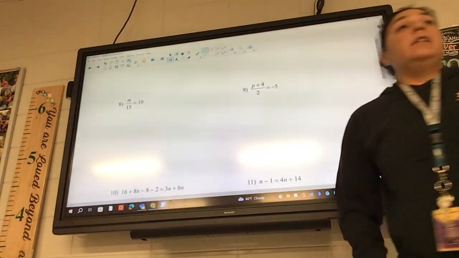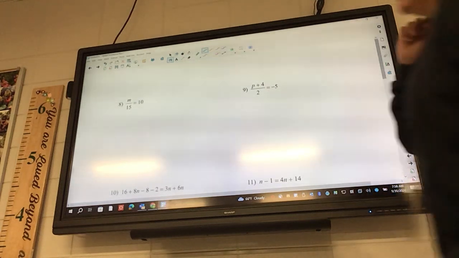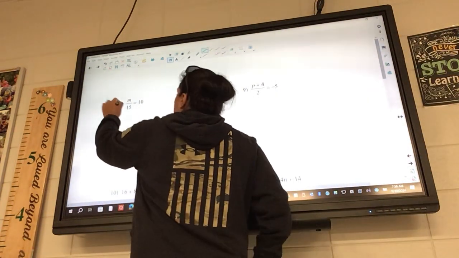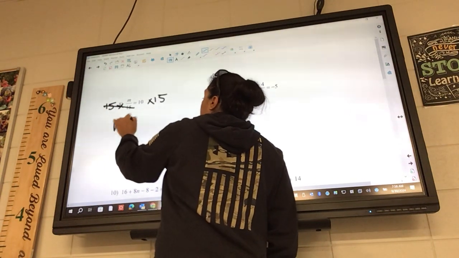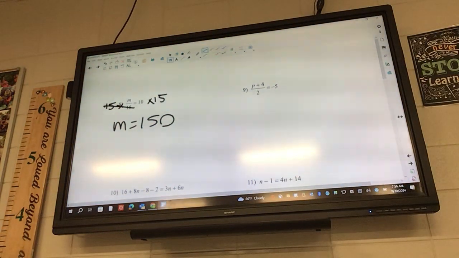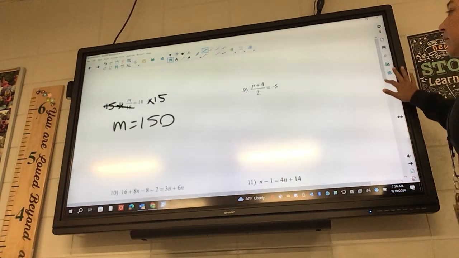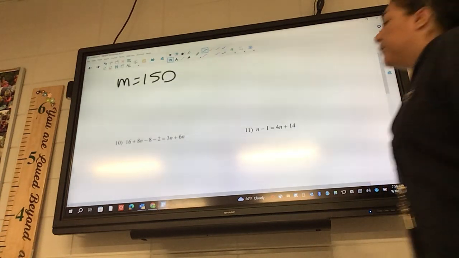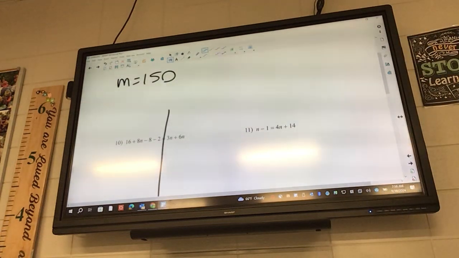Okay, 8. What needs done? Times by 15 on both sides. So we're going to get m equals 150. Okay, 10. What is going to be our first step? In general, what's going to be the first step?